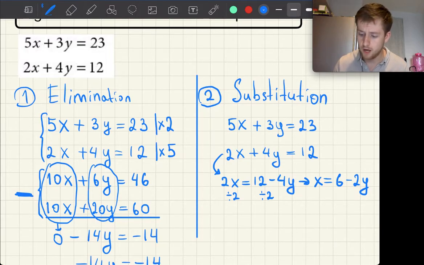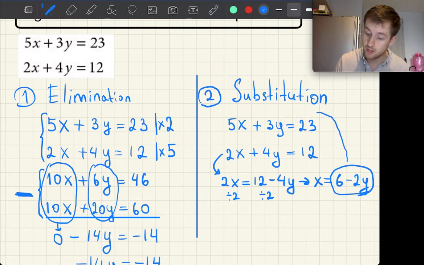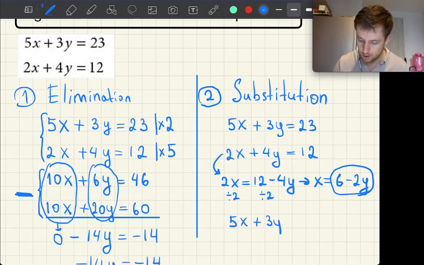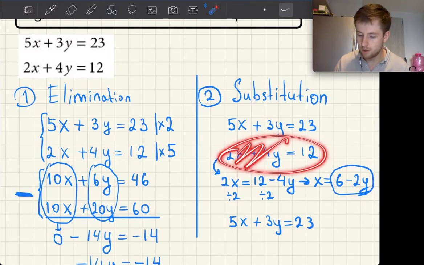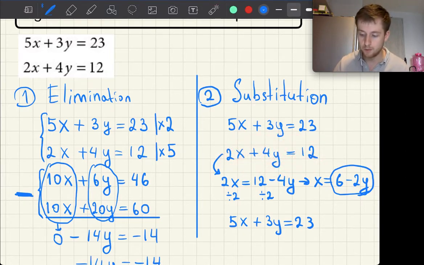Well, we take this value that we got, so x equals 6 minus 2y, and we substitute x in another equation, the one which we didn't use yet. We substitute x in this equation with 6 minus 2y. So let's just write it again. We will have 5x plus 3y equals 23. Again, don't use the equation where you made x the subject. So don't use this one. You have to use the other equation.